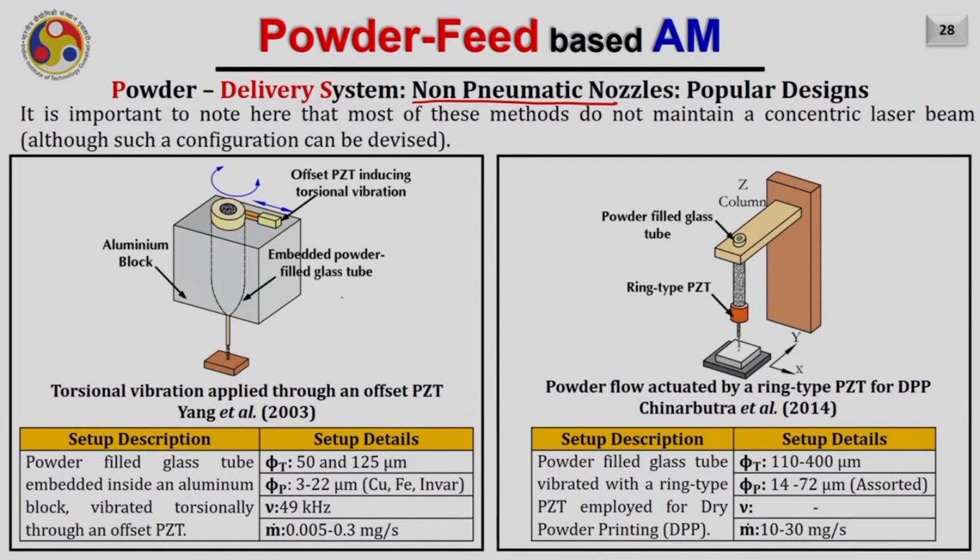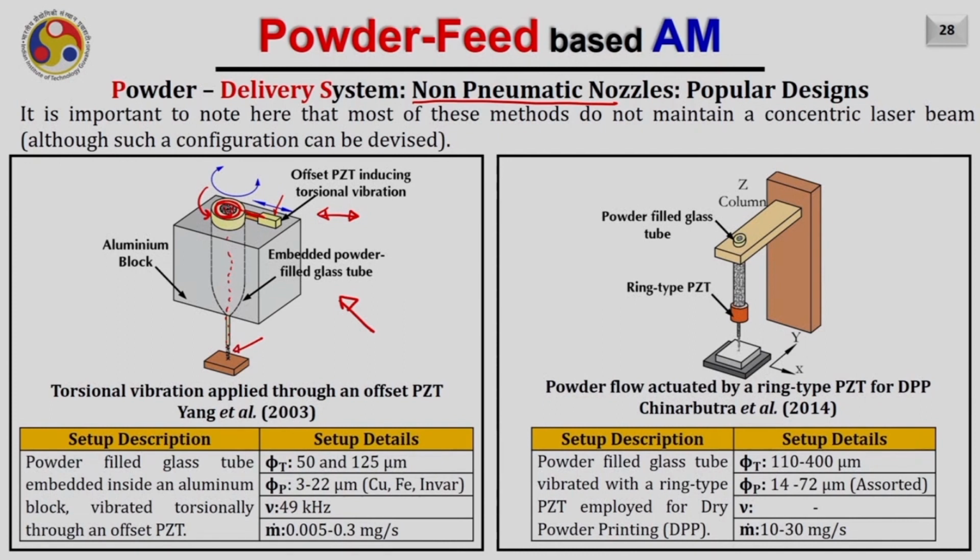The first one is a torsional vibration applied through an offset piezoelectric. You can see that there is a tube here. On the periphery of this tube a piezoelectric actuator is mounted, and if I give appropriate input to this actuator, it can move back and forth. As it moves back and forth, it gives a torsional vibration to this particular tube, and as a result the powder particles available inside will start traveling into this tiny nozzle and get delivered onto the bed.